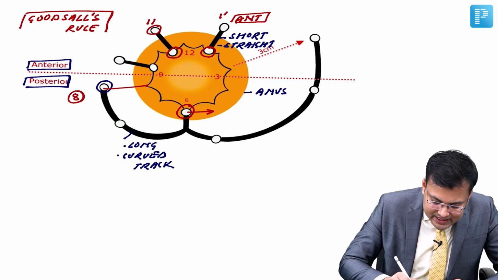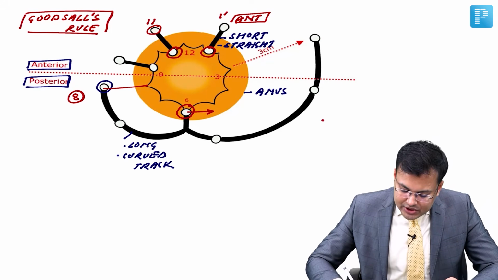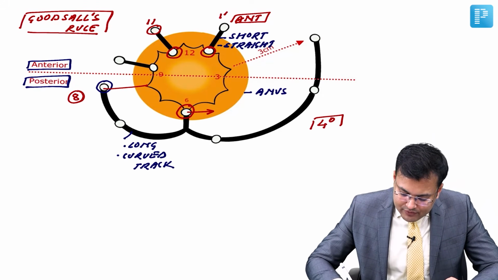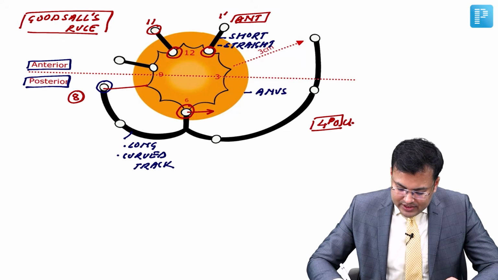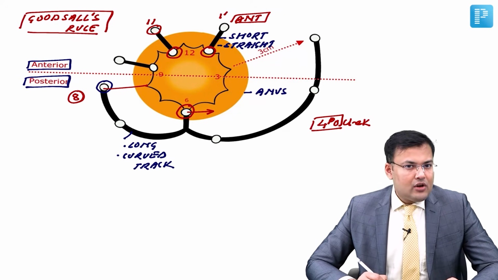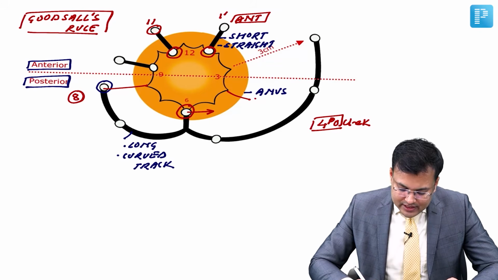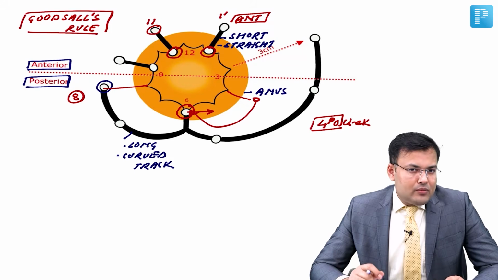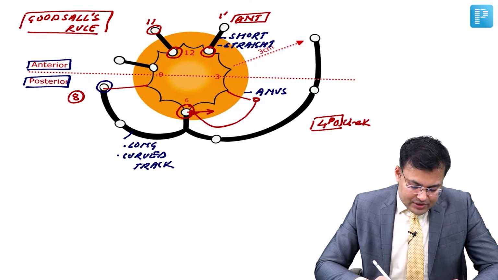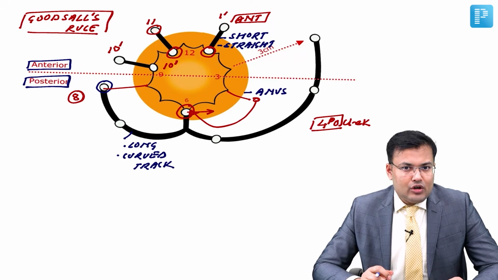A question is expected where the examiner is going to tell you that the location of the external opening is at 4 o'clock. Clear? So if the location is at 4 o'clock position, what is the location of the internal opening? Yes. If it is 4 o'clock here, obviously it's posterior, so the internal opening is at 6 o'clock position. If the external opening is located at 10 o'clock position, the internal opening is also located at 10 o'clock position.